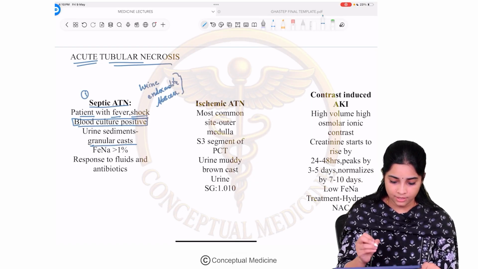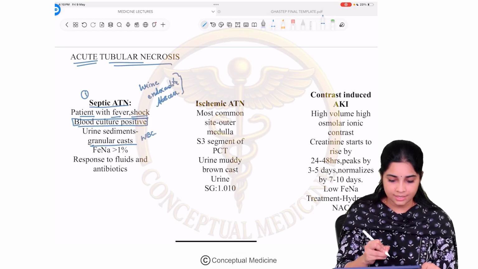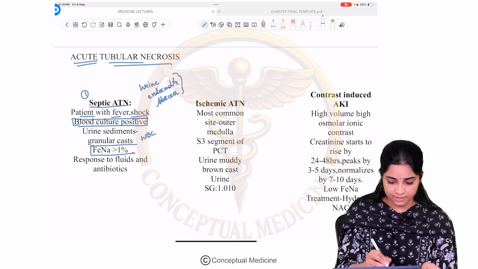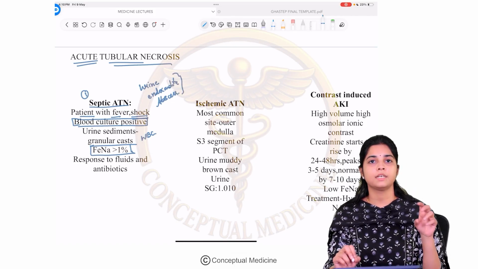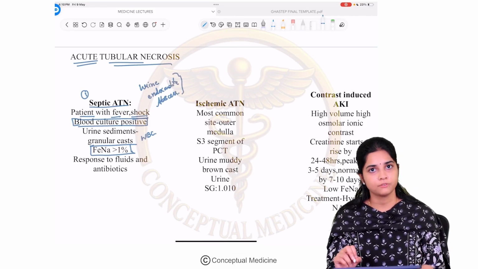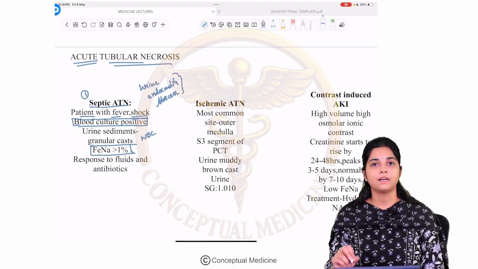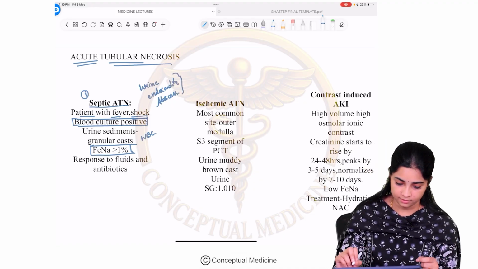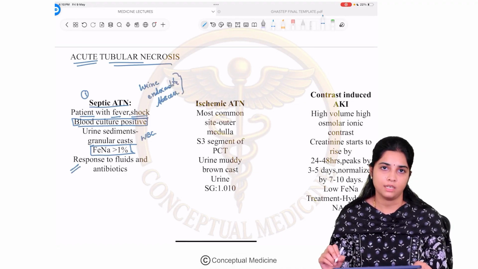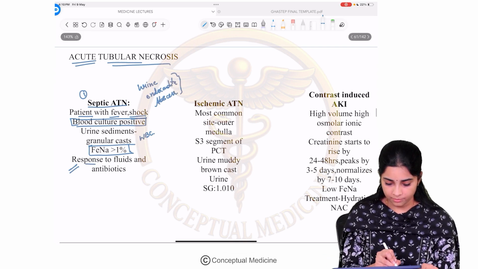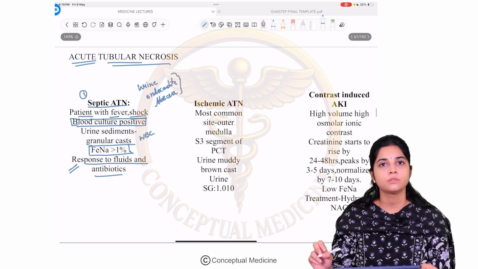Now, what are the other clues in investigations? You will have granular casts, you can have WBC casts as well. What happens to the fractional excretion of sodium? We have learned that in any intrinsic AKI, most often in intrinsic AKI, you will have a FeNa of more than 2%, right? And how do you treat this AKI? So, this AKI is responsive to fluids, it is responsive to antibiotics.